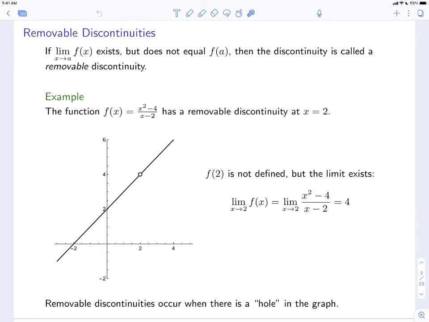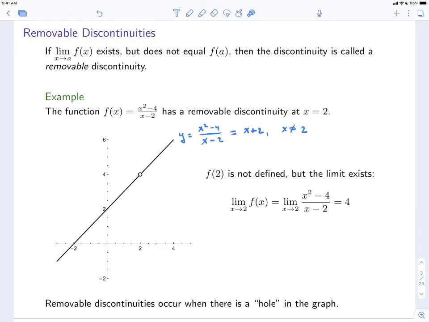If x isn't equal to 2, then x squared minus 4 divided by x minus 2 reduces to x plus 2. So this equation is y equals x squared minus 4 over x minus 2, but this reduces to x plus 2 provided that x is not equal to 2. So this graph is the equation of a line, except it has a hole when x equals 2. Because there's a hole there, f at 2 is not defined, and therefore the function can't be continuous.